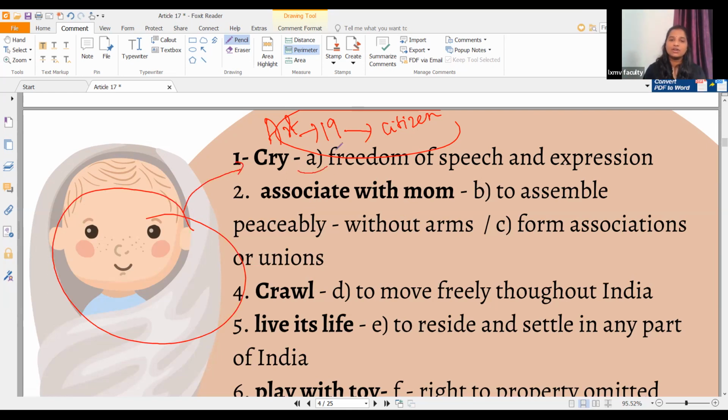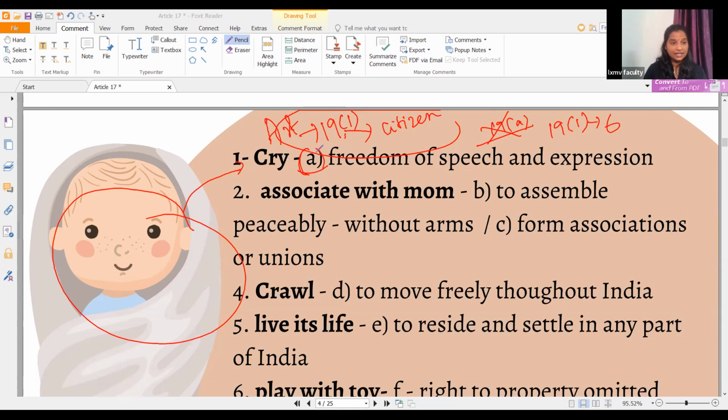So the first clause talks about 19 clause 1. Then these are all sub clauses. Don't write 19 clause A. There is no such clause. It is 19 clause 1, which gives 6 freedoms to you under each sub clause A, B, C, D. You understand. First one is crying by the child, which you can see as a form of expression.